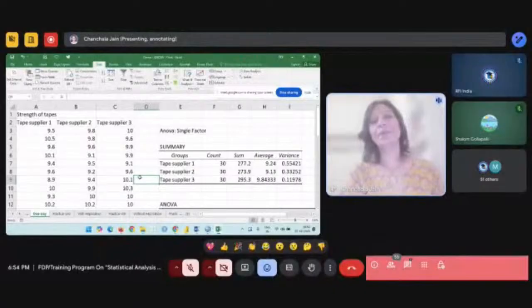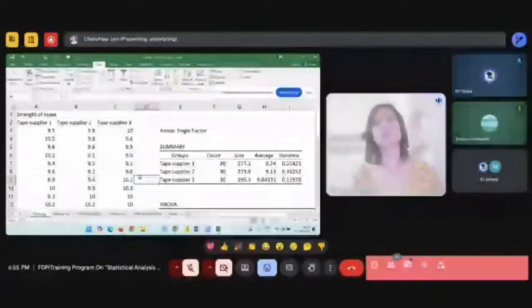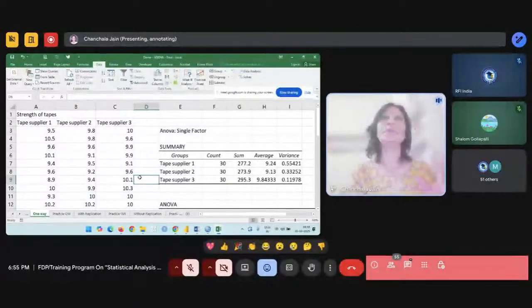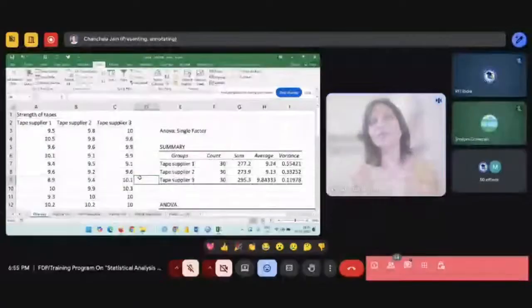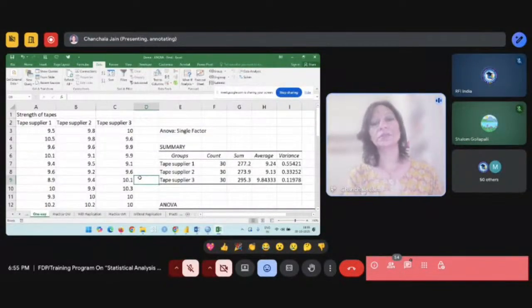So for the purpose, we go for ANOVA, or analysis of variance. ANOVA is the extension of it, and the purpose is the same, to find the significant mean difference, but for more than two categories.